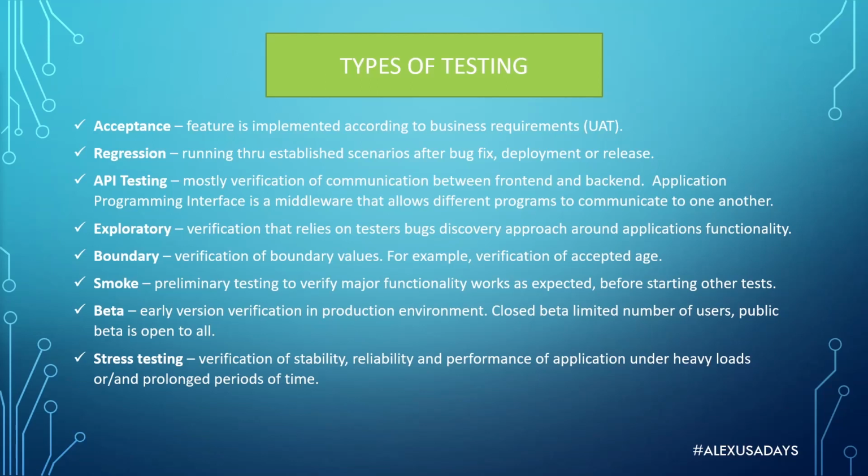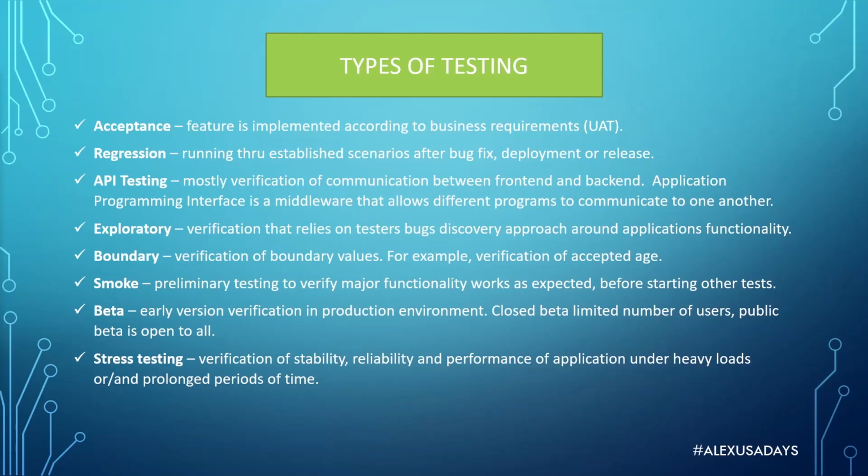API testing is mostly verification of communication between front end and back end nowadays. Essentially, API stands for application programming interface, and it is a middleware that allows different programs to communicate with one another. So there's a communication layer, there's a communication protocol, and there's an application layer between front end and back end, or two different apps, that allows them to talk to one another. Okay, this is API testing. This is actually testing that part.